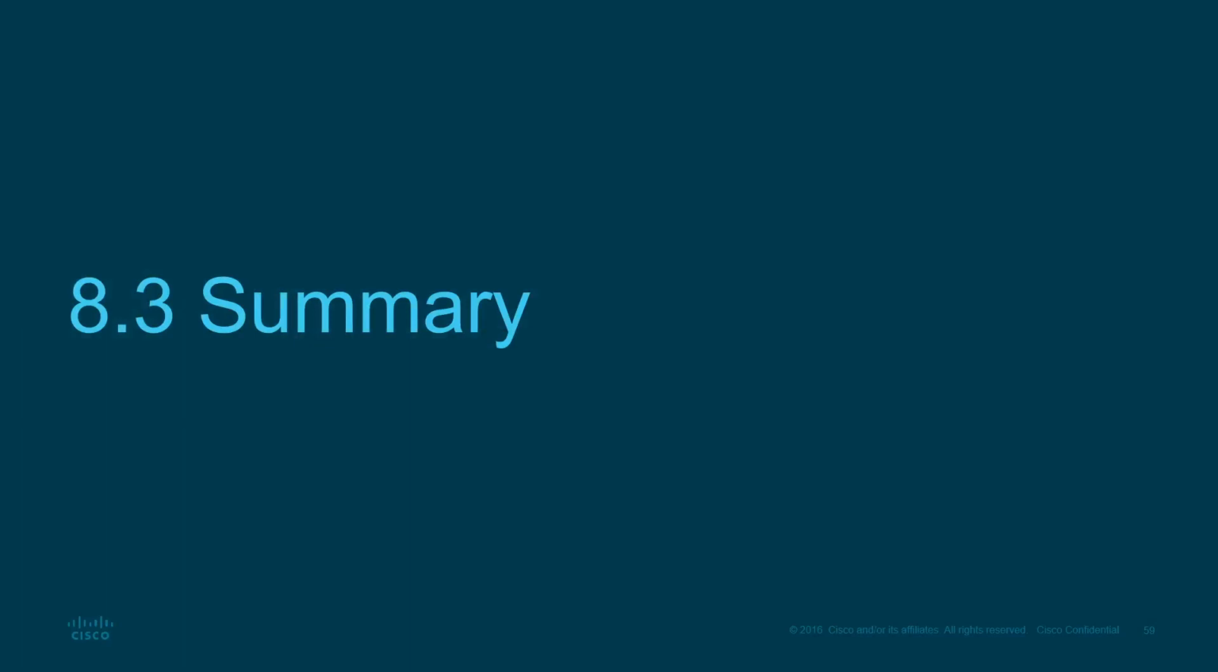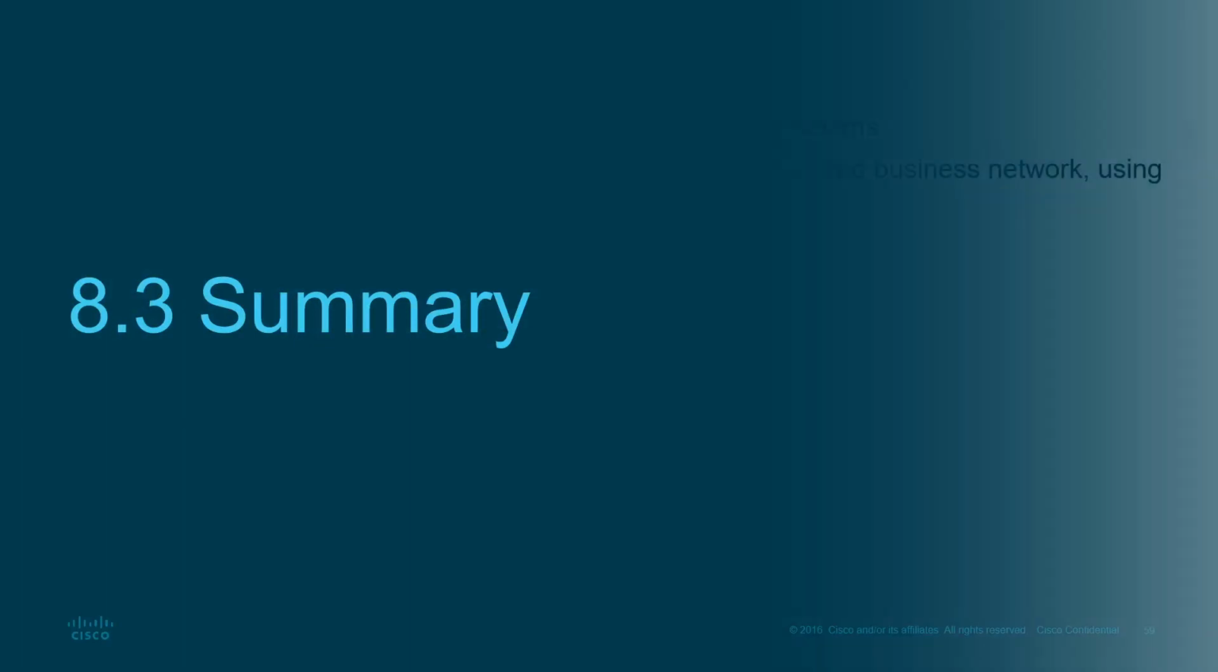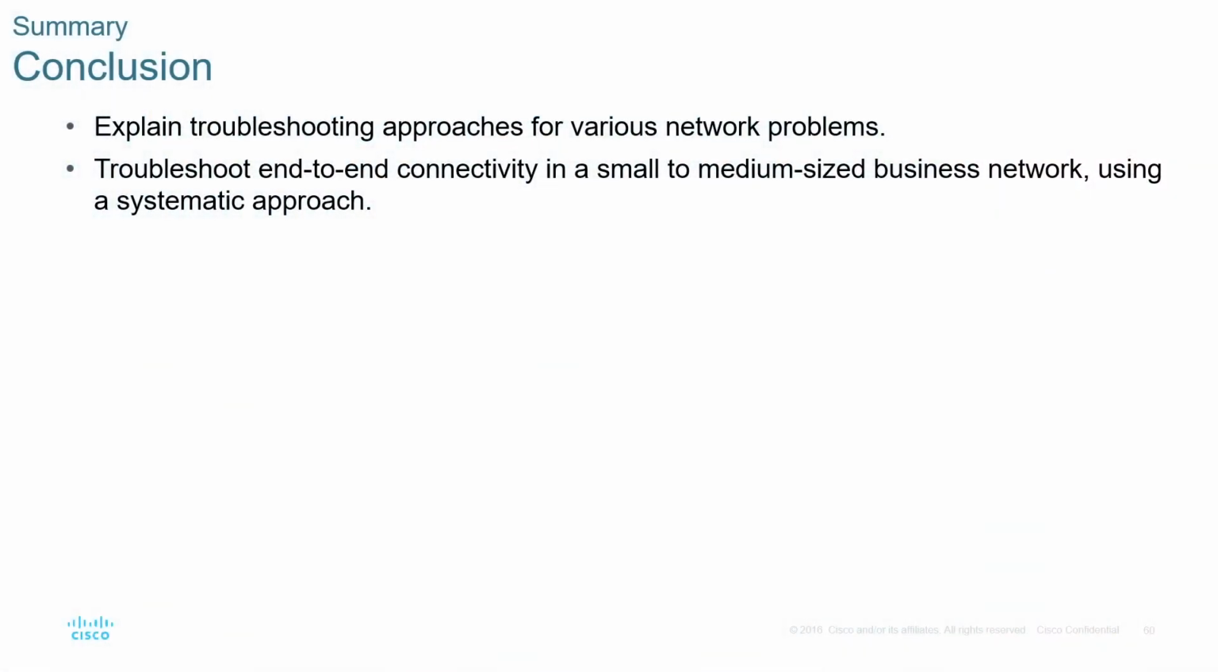All right, guys, this is everything we studied today. So we basically studied how to explain troubleshooting processes and how we can choose one of the troubleshooting approaches for various network problems. And we also discussed troubleshooting end-to-end connectivity in a small to medium-sized business network using a systematic approach.